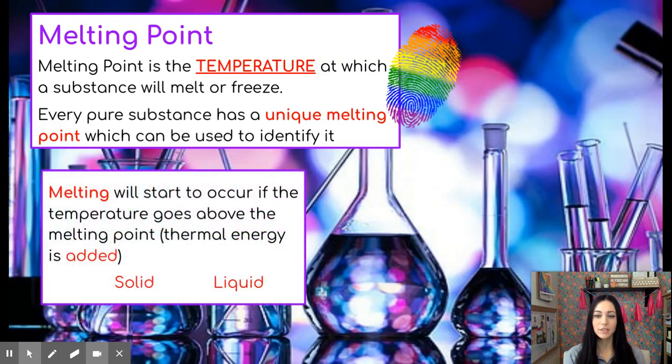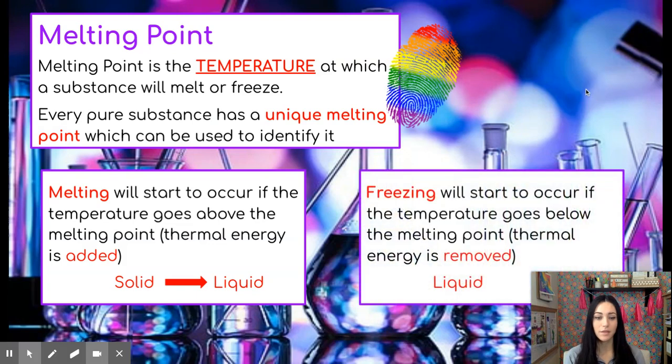As I said, the melting point is the temperature at which a substance will melt or freeze. As a reminder, melting is the transition of a substance from the solid phase to the liquid phase. Melting will happen when the melting point temperature is reached and then gone above, or thermal energy is added to the substance. On the other hand, freezing, which is the transition from a liquid to a solid, will begin to occur if the substance's temperature begins to go below the melting point or thermal energy is removed from the substance.